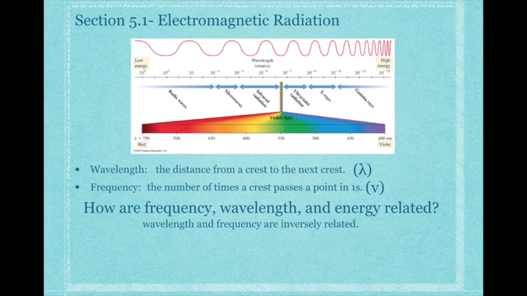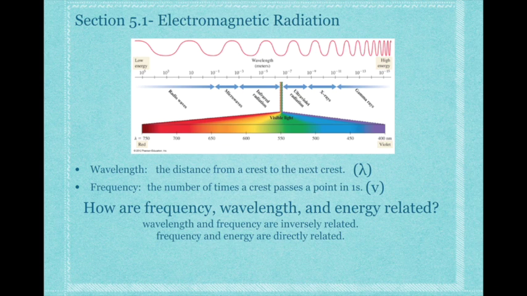How are they related? Well, wavelength and frequency are inversely related, meaning the higher your wavelength, the smaller your frequency. If you look at the very top again, on the far left, those have large wavelengths, but the number of times that a crest is going to pass a point is much less than as you move to the right and you have higher frequency. So wavelength and frequency, when one goes up, the other goes down. That's an inverse relationship.